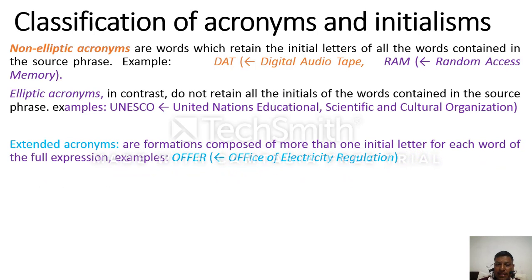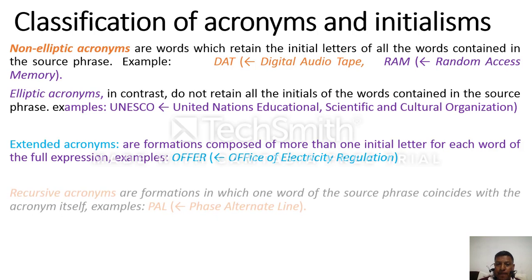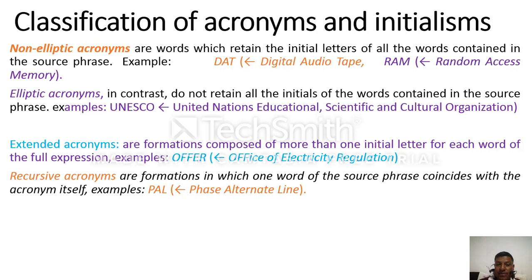Extended acronyms. Understanding these acronyms, they are formations composed from the initial letter of each word of the full expression. Example: OFFER, OFFICE, electricity regulation. In the resolvable acronyms, there is a formation in which one word of the source phrase coincides with the acronym itself. Examples: BA, the phase, alternative line.